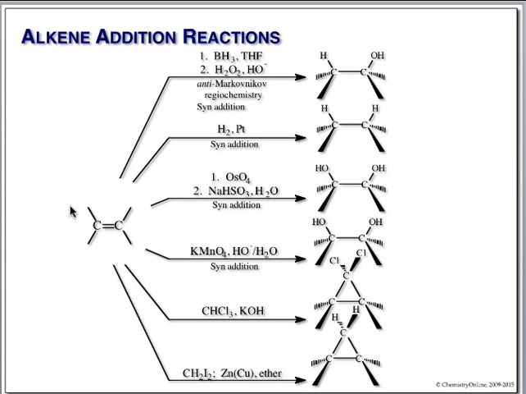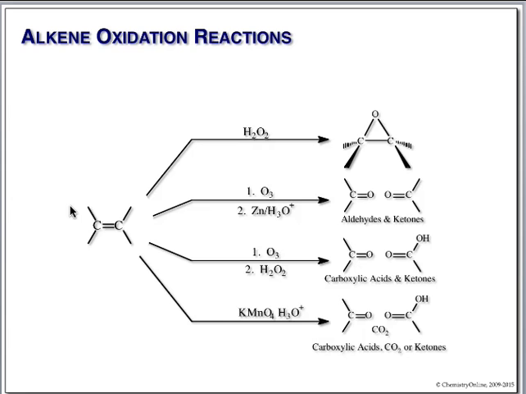This is hydroboration oxidation. Again, this gives us an alcohol, but with anti-Markovnikov regiochemistry. Reduction by hydrogen and platinum. We will make 1,2 diols using either permanganate or osmium tetroxide. And we'll look at a couple examples of carbene addition. Here we're making dichlorocarbene. This is carbene itself. And we make cyclopropanes.